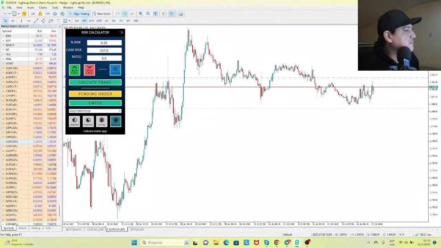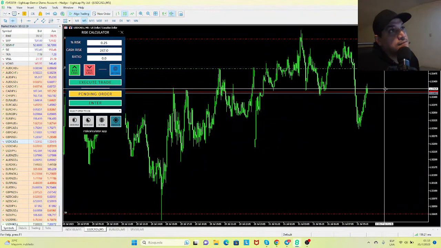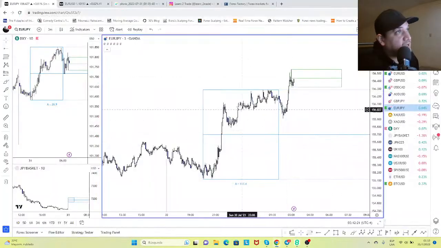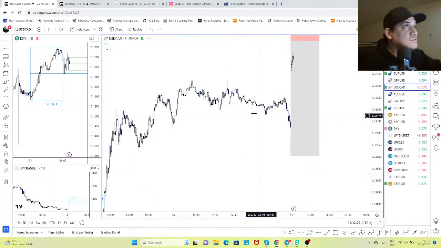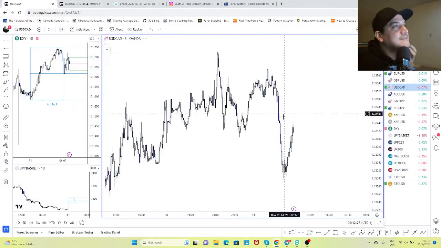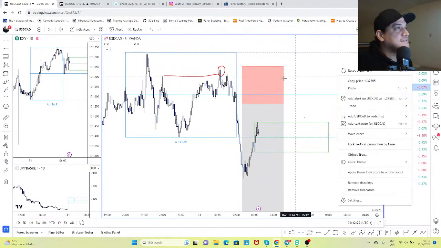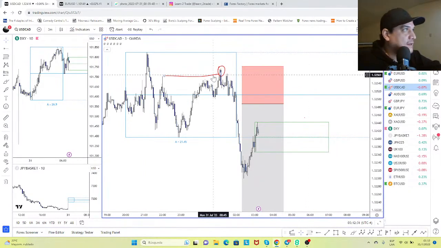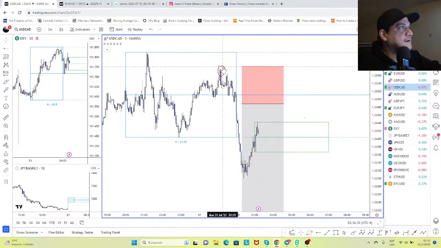Let's have a look. So Euro yen, USD CAD. All right, so on the USD CAD side, here we go. Now I'm going to teach you something that I love to see, right? Now, this is what I love to see.